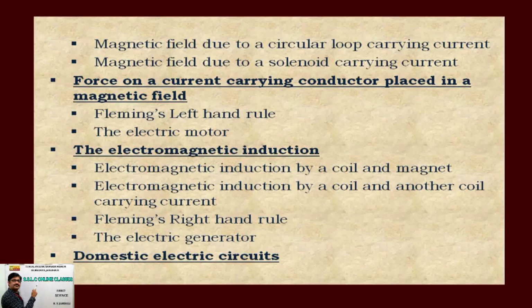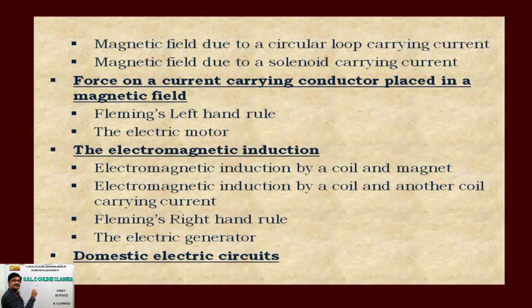We are also learning force on a current carrying conductor which is placed in the magnetic field. Here we are taking Fleming's left hand rule along with the electric motor, and the next main point will be the electromagnetic induction, where we are learning the process of electromagnetic induction in two different senses. One is by coil and magnet experiment, and the other one is a coil and another coil carrying current.